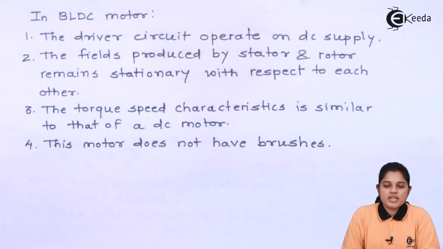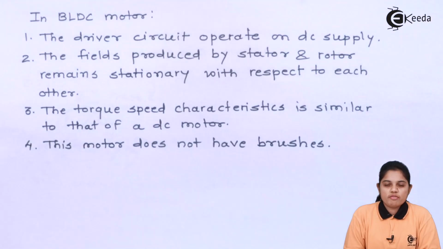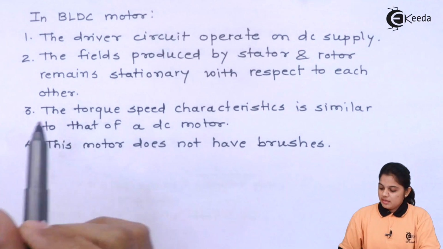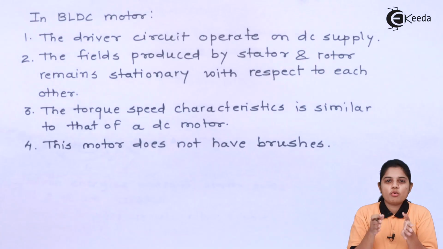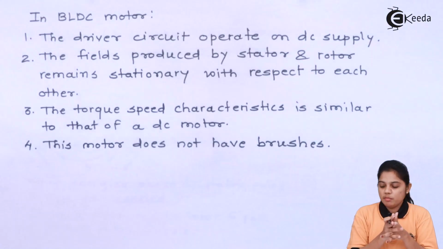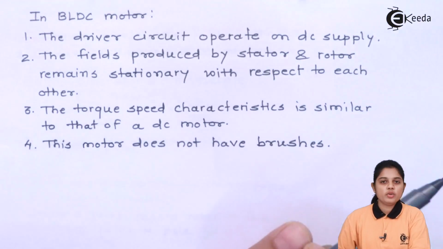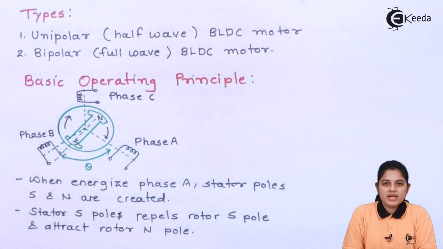Since it is brushless, it does not have brushes, and the torque and speed characteristics of the brushless DC motor are similar to the DC motor we discussed in module 4. You can refer to that video to understand the torque and speed characteristics of a DC motor. Here the circuit operates on a DC supply, and the stator and rotor fields remain stationary with respect to each other.